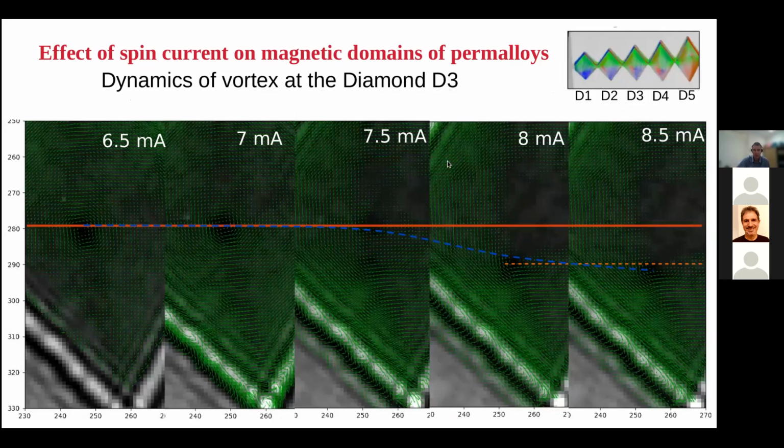So now we have shown that we can really move the position of the vortex core, and we hope that's promising for spintronic application. So now we are continuing working on this type of measurements to get more information.